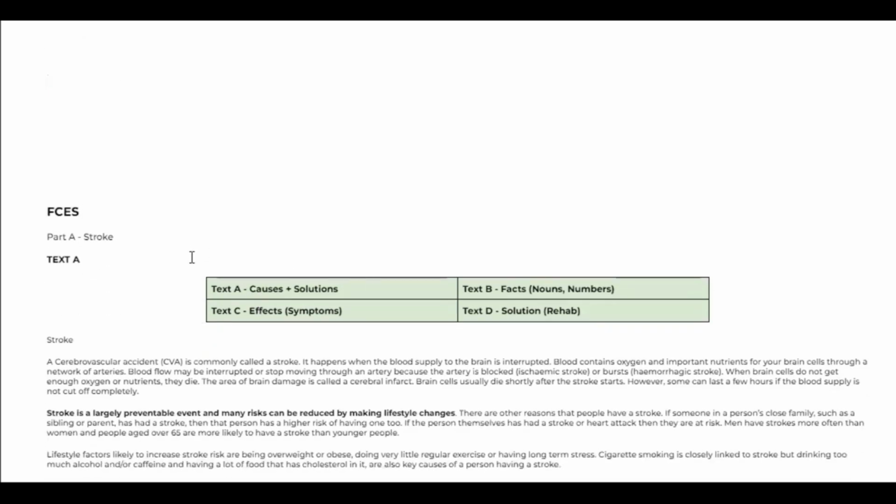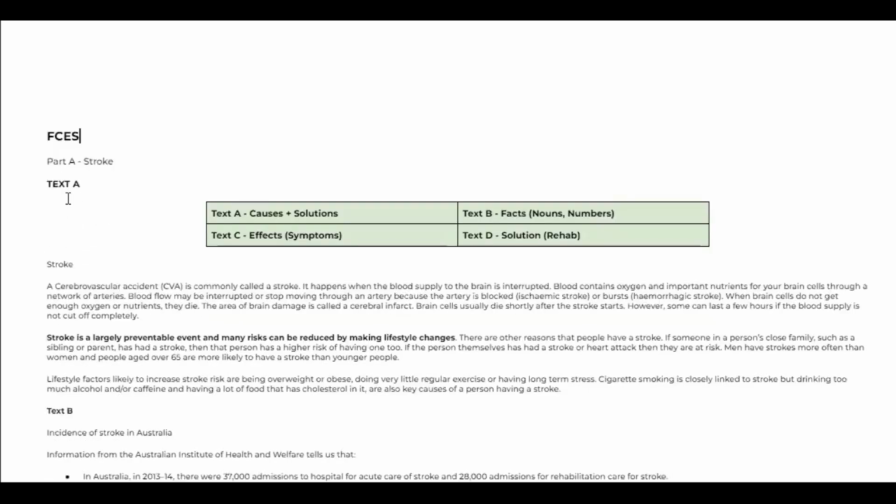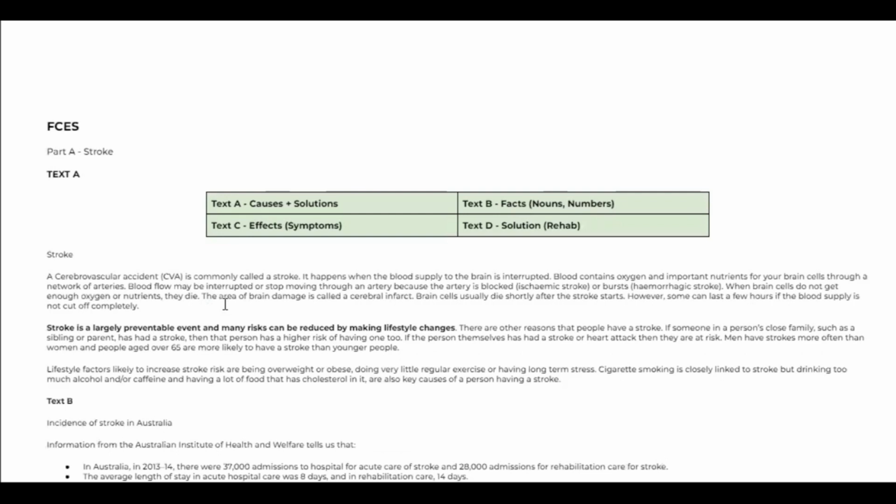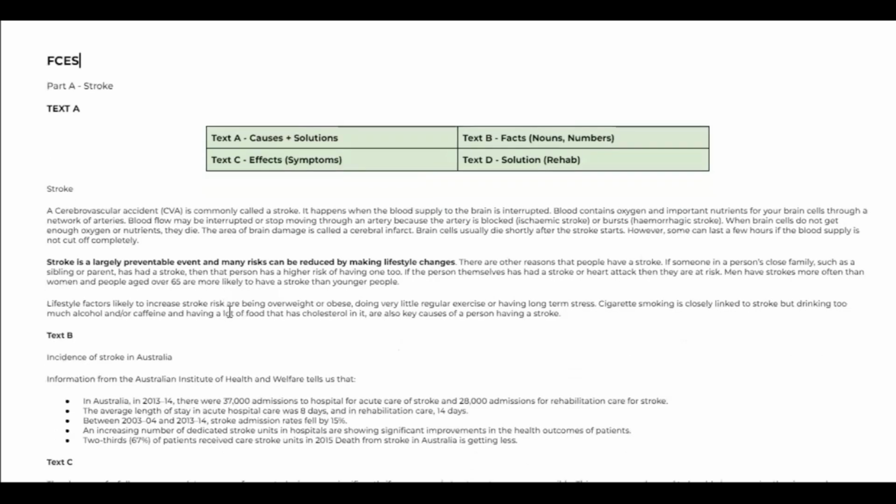Now, the problem is, although the majority of the texts will be following the FCES mode, some of them will not. To show you that, please open the Melons 12 booklet and please locate Reading 12.4, page number 36. Please open page number 36.